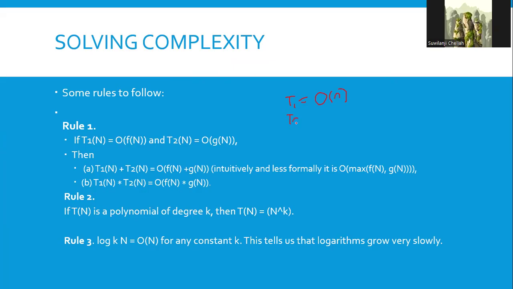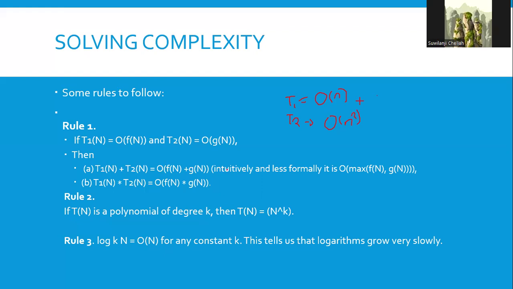And then t2 is big O of n squared, right? So if t1 is equal to big O of n and t2 is equal to big O of n squared, then the addition between these two is going to be equal to, what this function is saying, that t1(n) plus t2(n) is equal to big O of f(n) plus g(n).